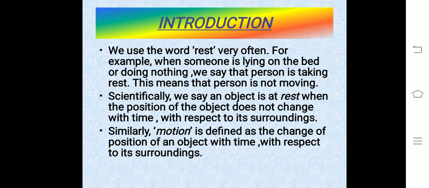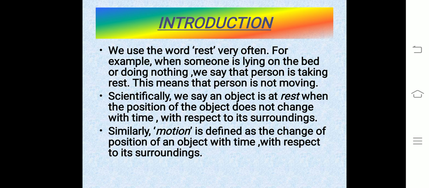We use the word rest very often. For example, when someone is doing nothing or someone is lying on the bed, we say that person is taking rest. This means that person is not moving. But scientifically, we can say that an object is at rest when the position of the object does not change with time with respect to its surroundings.